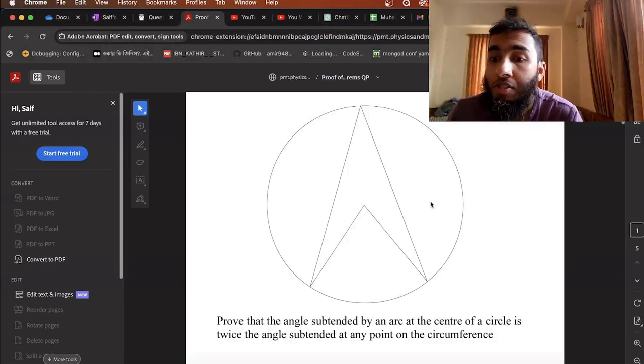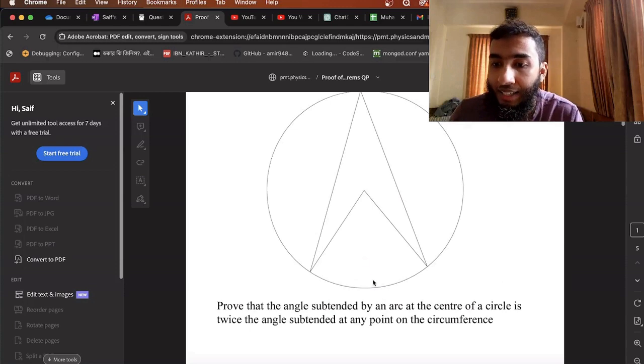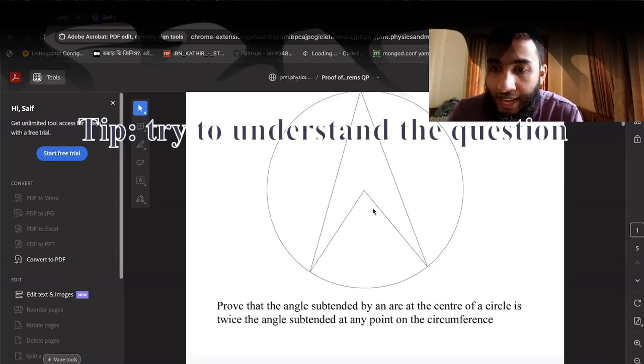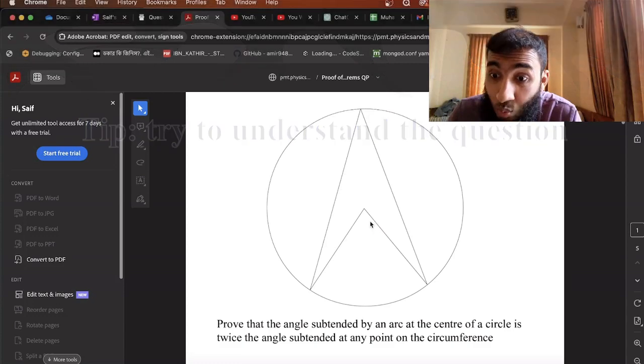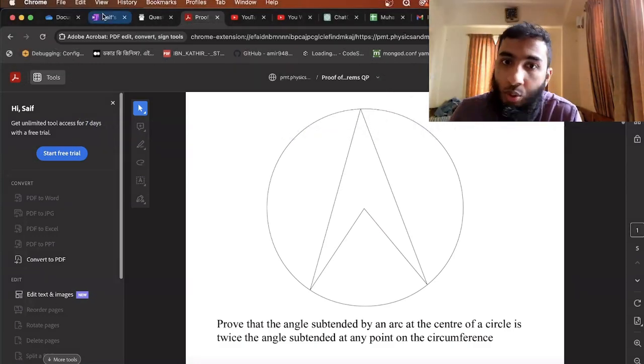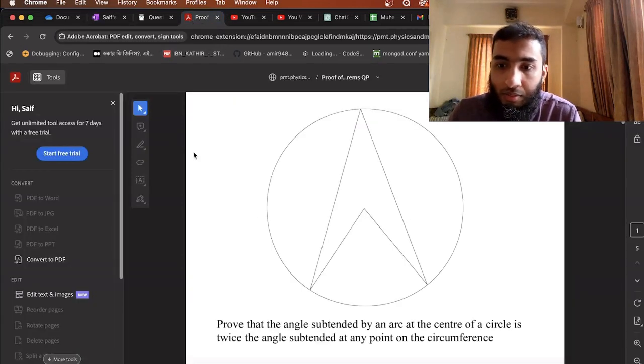So if you look at the first circle theorem problem, it says that you have to prove that the angle subtended by an arc at the center of the circle is twice the angle subtended at any point in the circumference. This point in the circumference where the angle is created, you have to prove that this angle is twice the amount of this angle. So if I go to the notepad, I've done a rough drawing of this, just a rough drawing.